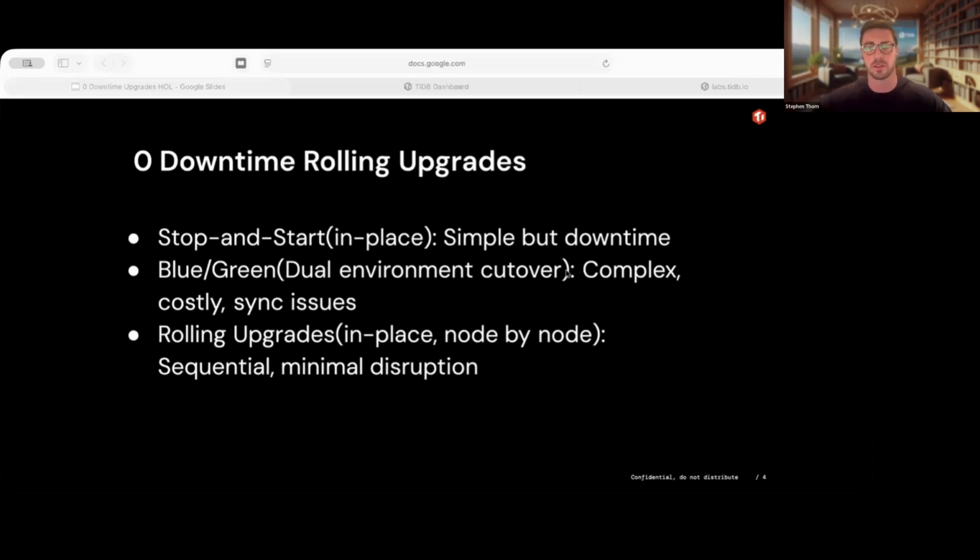Next, we have blue-green deployments. In this approach, you maintain two environments: blue, the current production environment, and green, the new version. You set up a new green cluster with the upgraded database and replicate data from blue to green in real time.